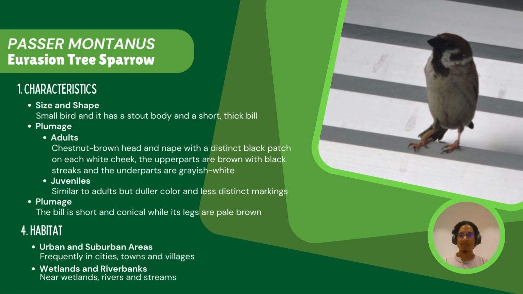The third bird would be Passer montanus, or its common name, the Eurasian tree sparrow bird. Now, as for its characteristics in terms of size and shape, they are typically known for their small size, about 12.5 to 14 cm in length with a wingspan of 20 to 22 centimeters. It has a stout body and a short, thick bill. For plumage, in adult form, they have a chestnut brown head and neck, with a distinct black patch on each cheek. The upper parts are brown with black streaks.